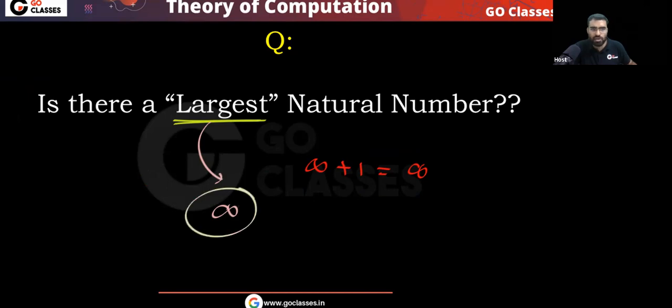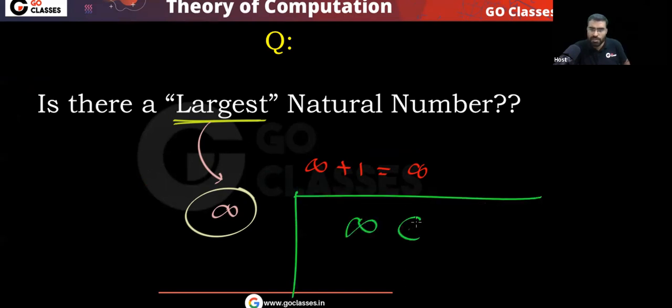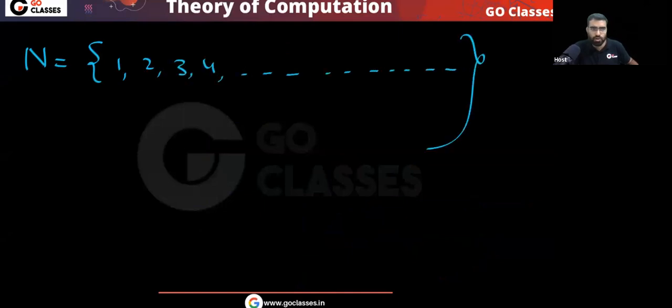This is not even a natural number, first of all. Infinity is not even a natural number. Yes or no? This infinity does not belong to your set of natural numbers. Your set of natural numbers is like this: N equals 1, 2, 3, 4, and so on. You don't have infinity here. Is this clear? There is no infinity in this set.